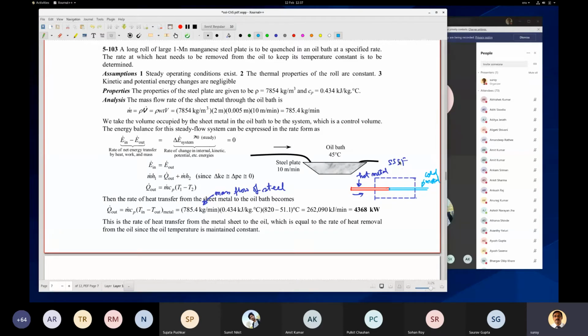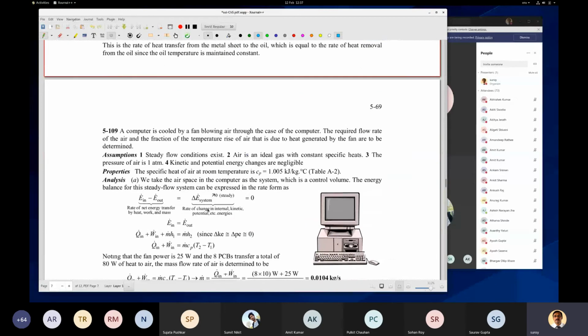So you have to do a balance here. Steady state flow process. So it is not a liquid, it's a solid, but still it has a mass coming in and mass going out, and you can solve it.